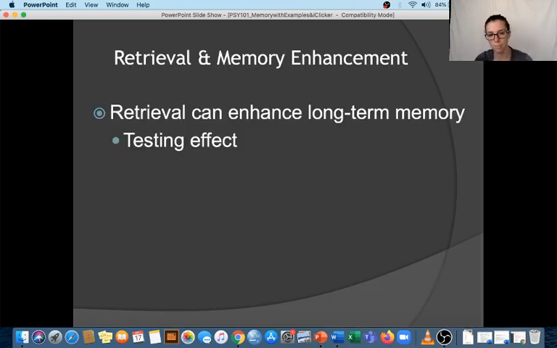Okay. So practicing retrieval, actually practicing answering questions and getting information out of your memory system, is one of the best ways to study and enhance your long-term memory. That's called the testing effect. So basically, what you want to do is take as many practice tests as you can get your hands on and actually just practice testing.